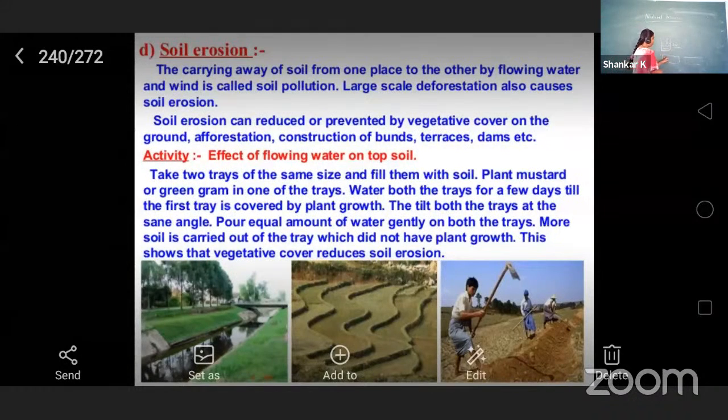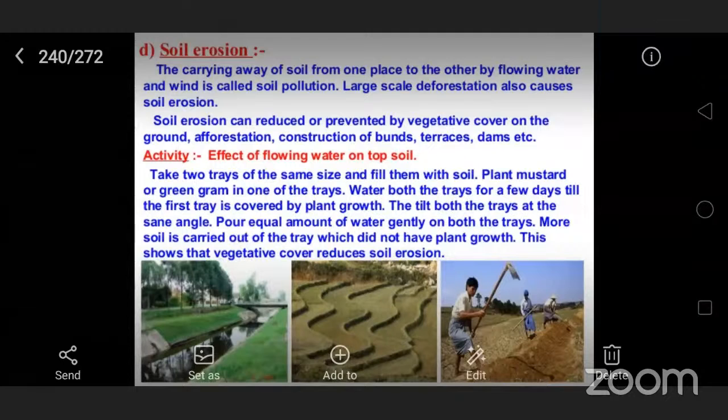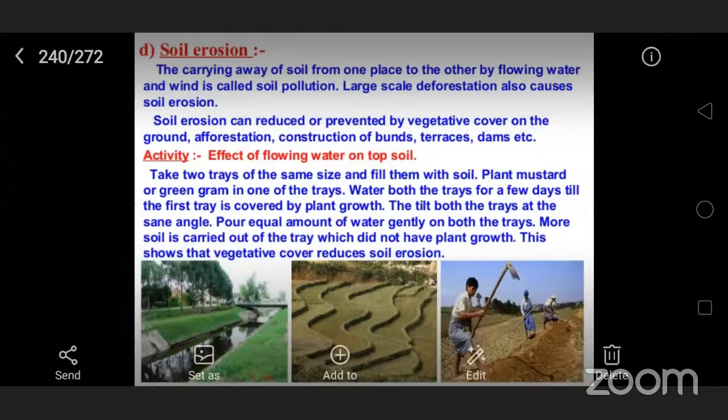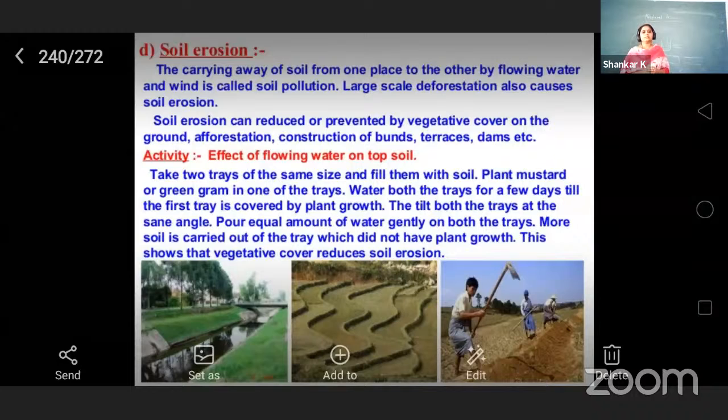So in one tray, plant mustard or green gram. Water both the trays for a few days till the first tray is covered by plant growth. Then tilt both the trays at the same angle. Pour an equal amount of water gently on both the trays. More soil is carried out of the tray which did not have plant growth. This shows that vegetative cover reduces soil erosion.